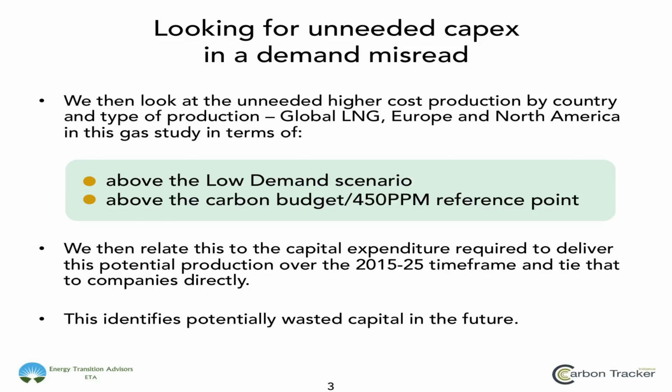So, in terms of natural gas, we looked at the unneeded, and remember the unneeded is always higher cost. So we've called this high cost, high carbon. And we've looked at that by country and types of production. The types of production will be LNG, conventional pipe gas, and tight gas. And we've looked at them in terms of Europe and North America, with the LNG market being the global market. And therefore, again, we've seen what lies above our low demand scenario, and for reference, what lies above the actual carbon budget itself.